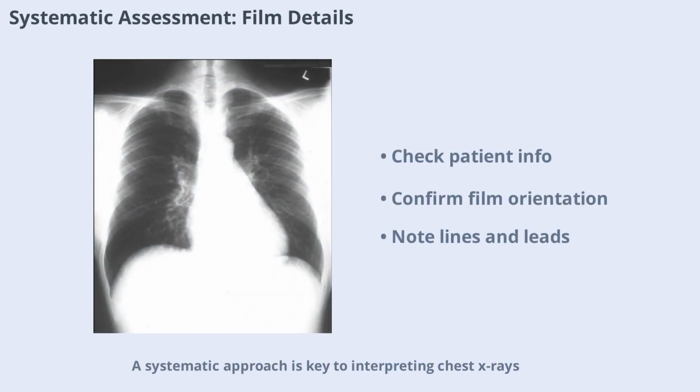A systematic approach is key to interpreting chest X-rays. Start by checking the film details: patient's name, age, date, position, and view, PA, AP, lateral, etc. Make sure the film is oriented correctly, noting right versus left and anterior versus posterior. Look for any lines or leads, such as endotracheal tubes or EKG leads, which may cross the chest and affect interpretation. Proper identification and orientation are the first steps in accurate assessment.